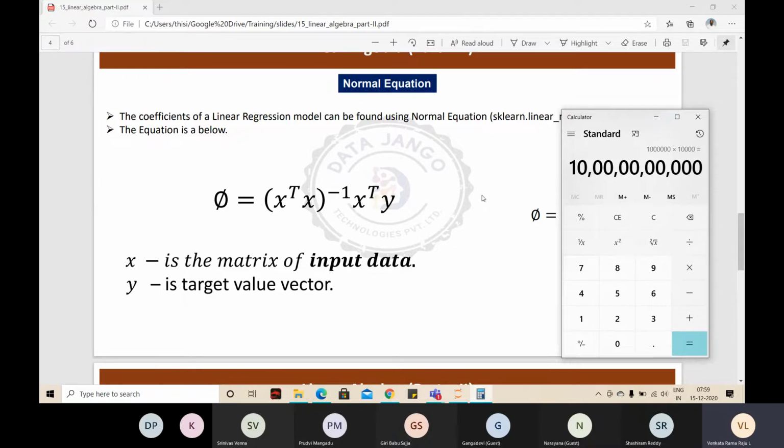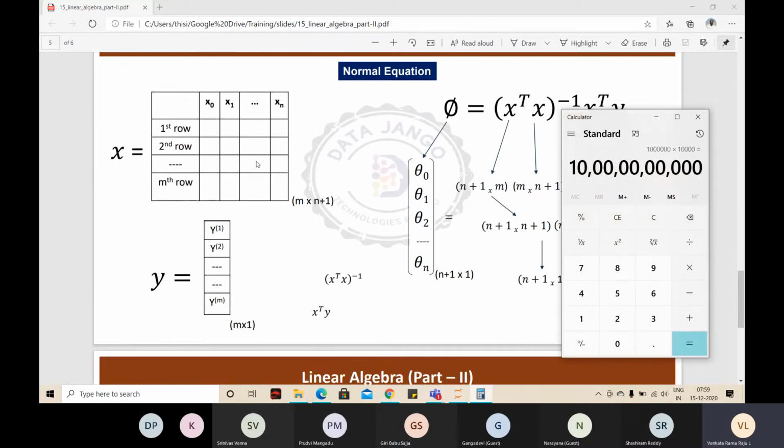This many cells are there in this data set. Now each value is a 64-bit value, right? 64 bits means how many bytes? 8 bytes, right? That much memory it is going to occupy.